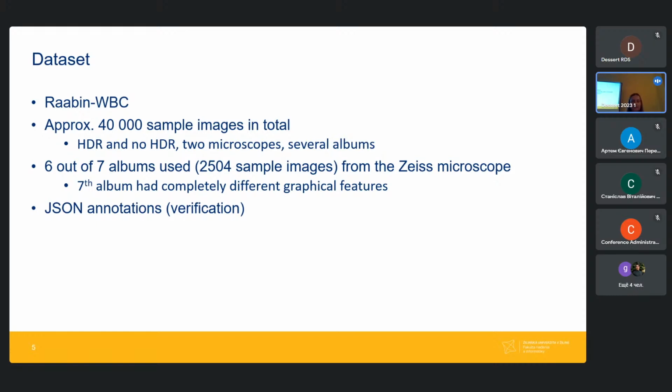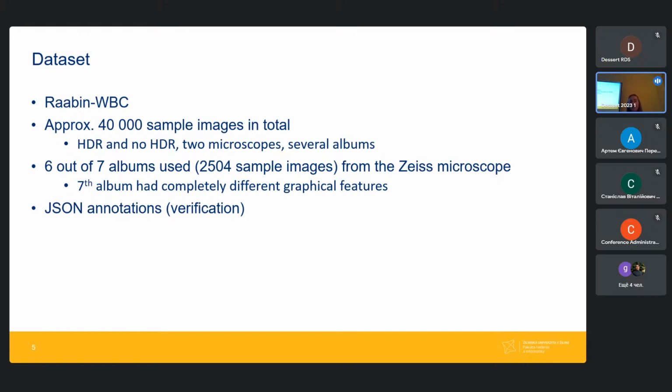For the study, I decided to take 6 out of 7 albums from the Zeiss microscope, which has 7 albums in total, around 2,500 images. But the 7th album had completely different graphical features. And since we're going to use image segmentation, which essentially takes the graphical features, it was kind of impossible to do it for all of them. So that's why only 6.